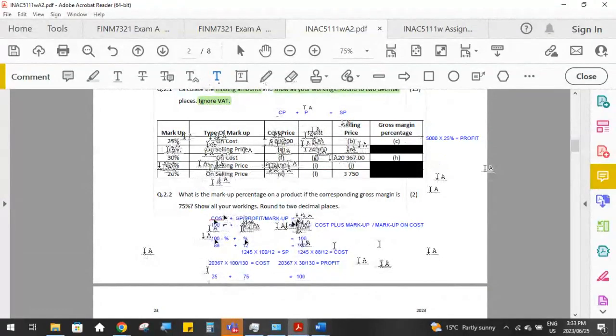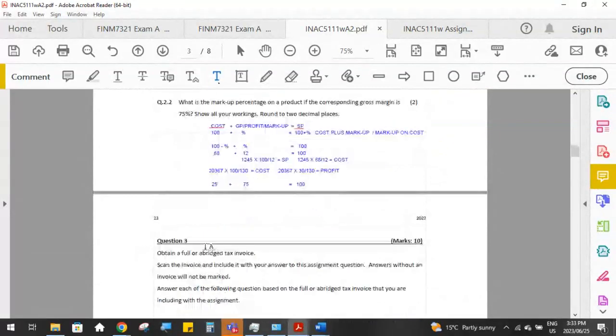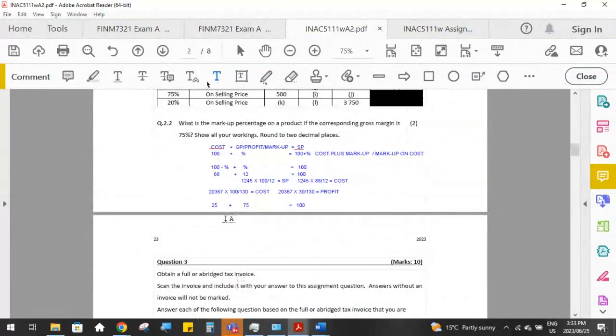The 500 that they've given us is the cost. Sorry guys, I'm trying to fit this in. The 500 is then under the cost column. So the 500 is under the 25 part. So we say 500 multiplied by 75 over 25 will give me the profit, and 500 multiplied by 100 over 25 will give me the selling price.